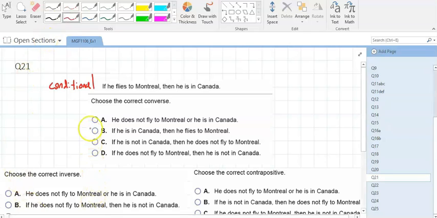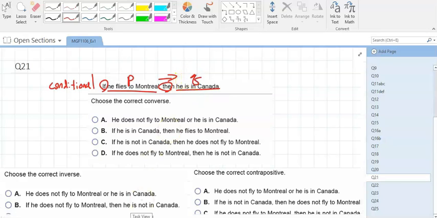So let's mark this up. I see an if, that means there's a then. So that's our arrow. He flies to Montreal. What is that? That's just P. He is in Canada. So that's just Q. That's what our original piece looks like.